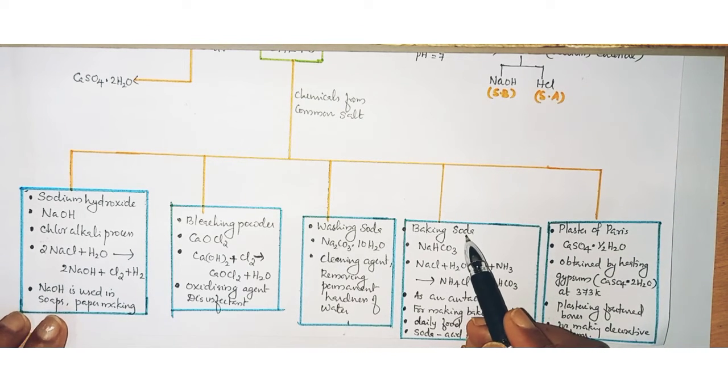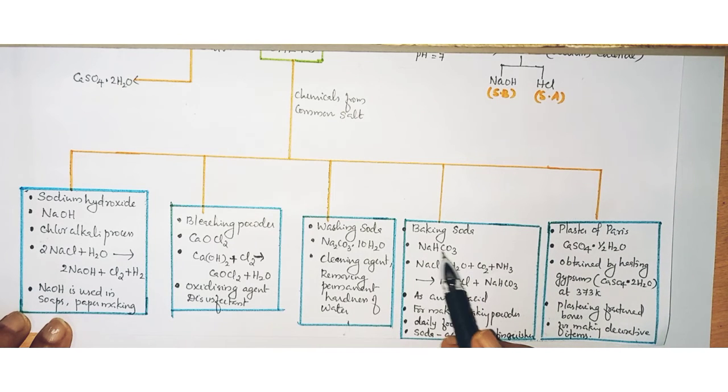Then another important chemical is baking soda, that is sodium bicarbonate NaHCO3, sodium hydrogen carbonate or sodium bicarbonate. The reaction for the preparation of sodium bicarbonate is NaCl, water, carbon dioxide, ammonia. So these are the reactants to be used for the preparation of baking soda. So it can be used as an antacid and for making baking powder. It is used in daily food. It can also be used in soda acid fire extinguisher.